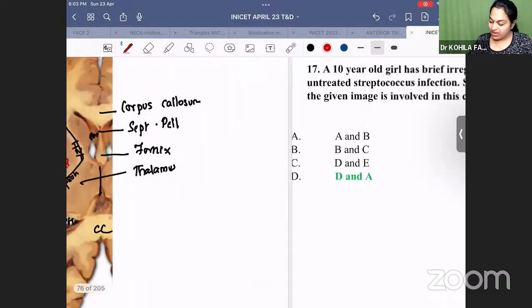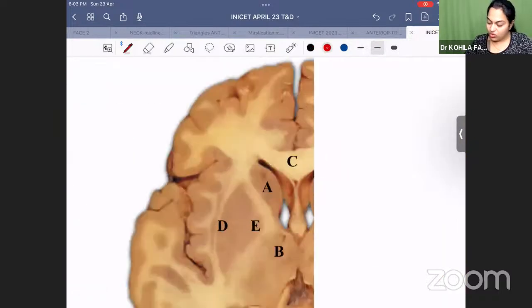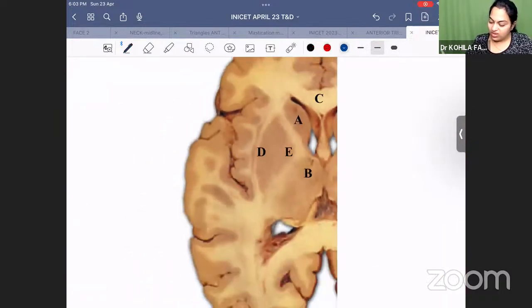Okay. So here I will tell it again. No doubt in this, right? Here, this is the caudate nucleus. Here also you can see the tail of the caudate nucleus. That is the head of the caudate nucleus. This is the tail of the caudate nucleus. So in chorea, what is involved? Yes, A and D. D is putamen.